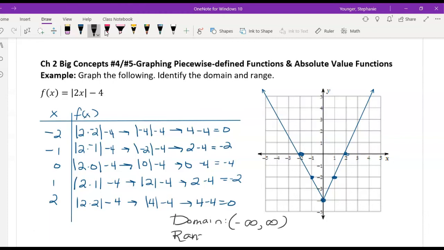Now our range actually starts at negative 4 because we have no other values less than negative 4. But we can include the value of negative 4, so we go negative 4 with a bracket, and then it continues on and on forever, so we get a positive infinity.